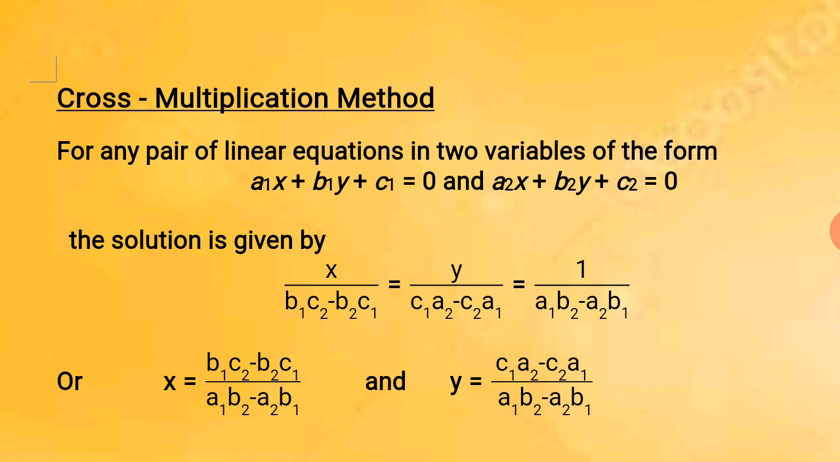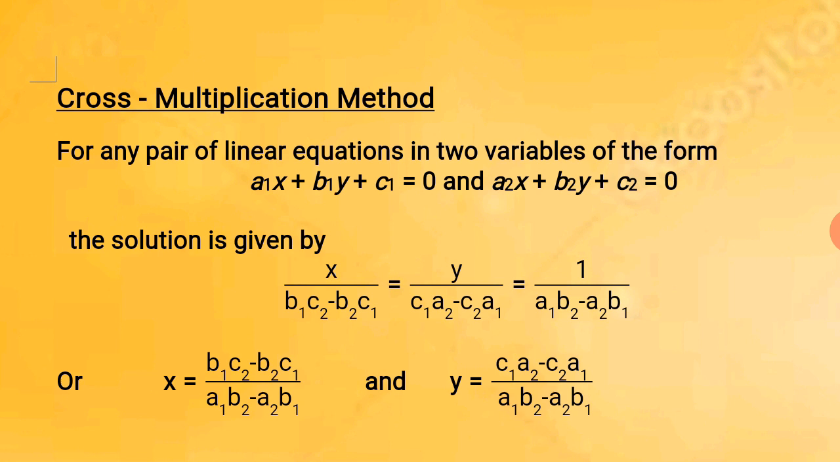So you can see the statement written on your screen. It's a mathematical statement. x upon b1 c2 minus b2 c1 equal to y upon c1 a2 minus c2 a1, which is equal to 1 upon a1 b2 minus a2 b1. Children, with the help of the given equations, you can easily find out the values of a1, b1, c1 and a2, b2, c2. Now what you have to do is just substitute those values in the given mathematical statement and then solve for x and y.